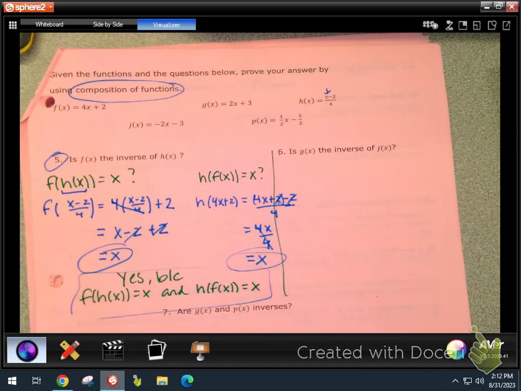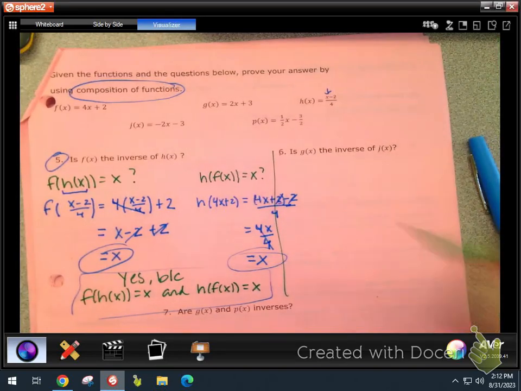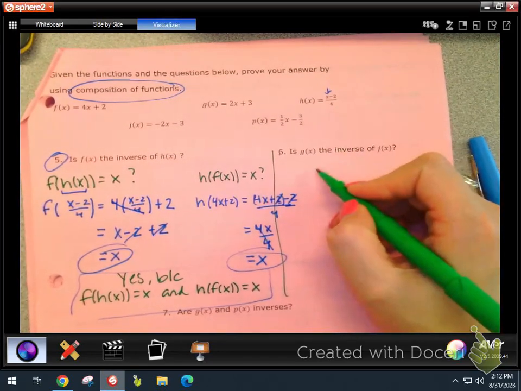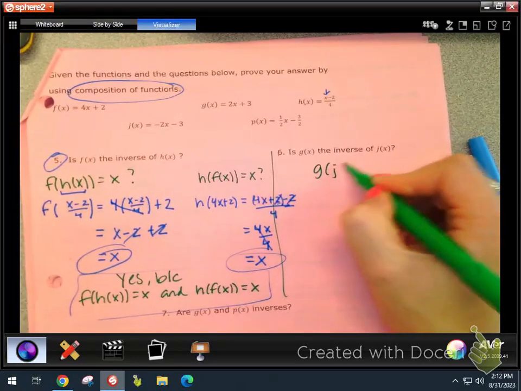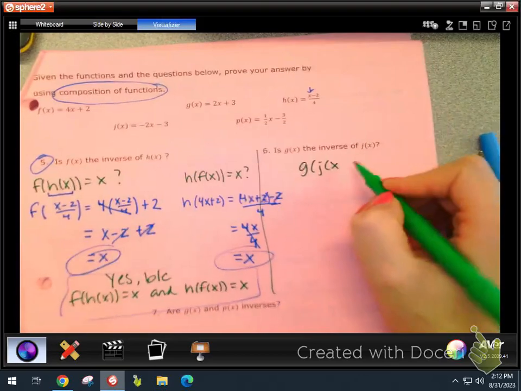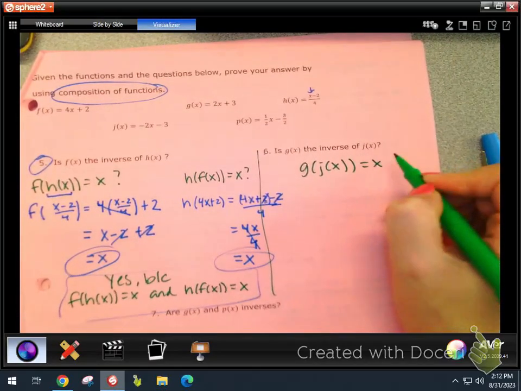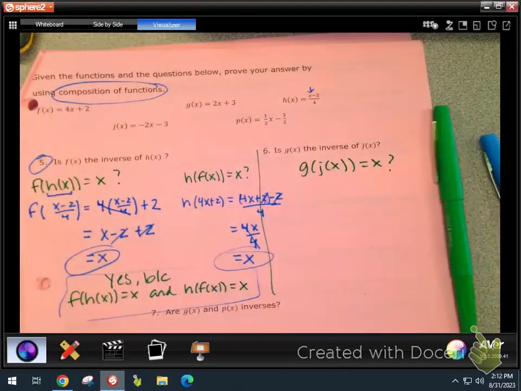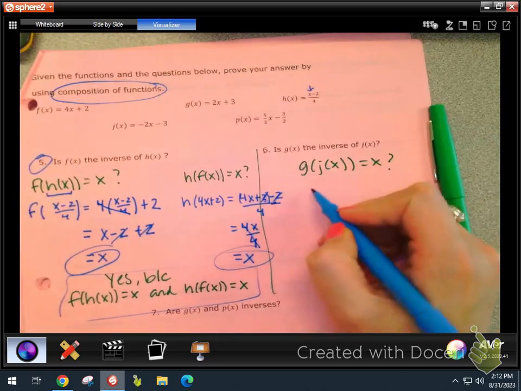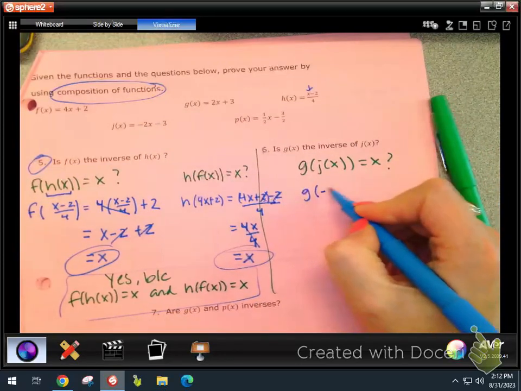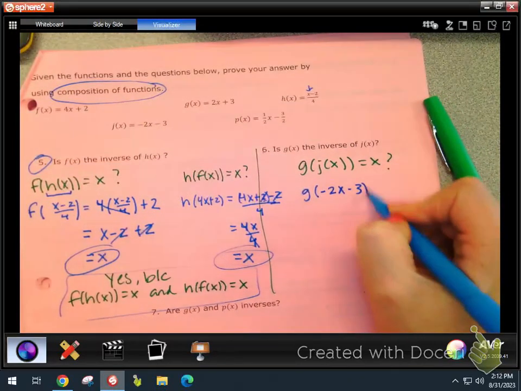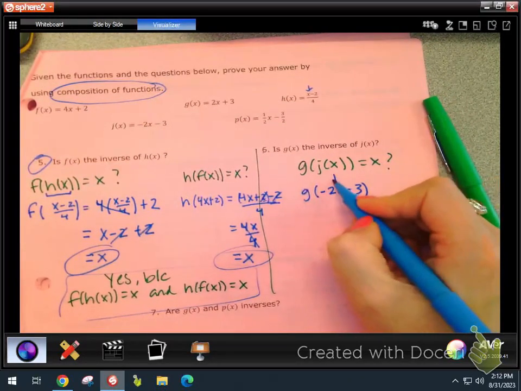Okay? Let's look at 6 real quick. Is G the inverse of J? What's the first thing y'all want to check? Which one do you want to do first? G of J of x. Thank you. All right. Is it equal to x? That's the question. Did y'all also see how I kind of skipped a little step and I just went G of, and I went ahead and put J in here? Are y'all okay with that? I'll just put it right there.